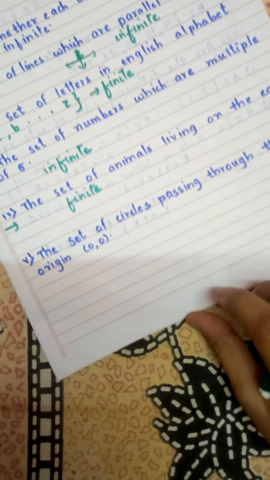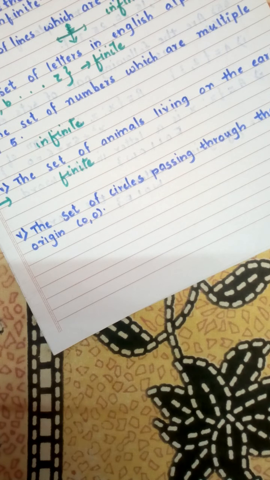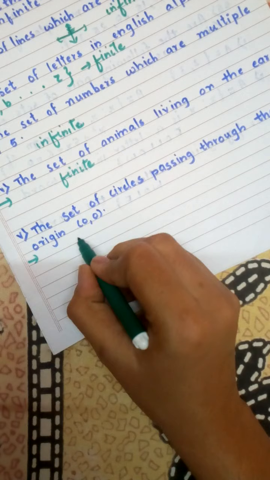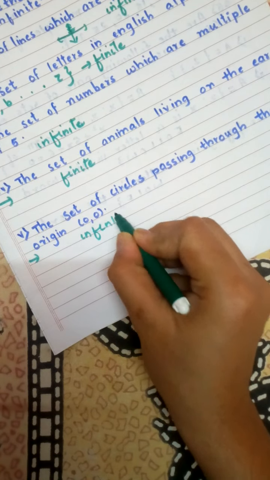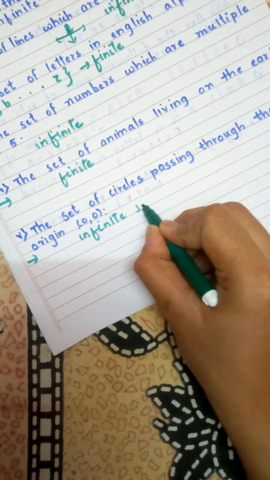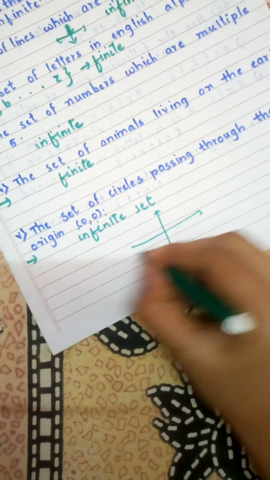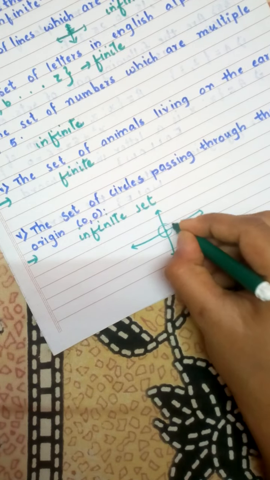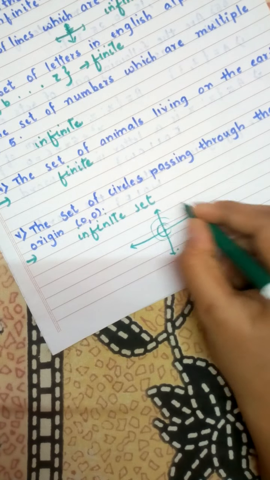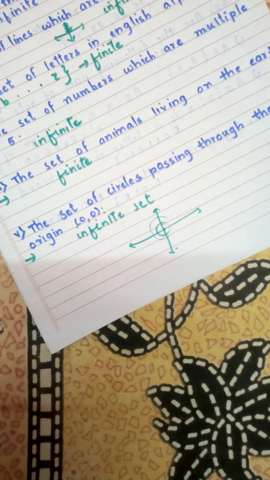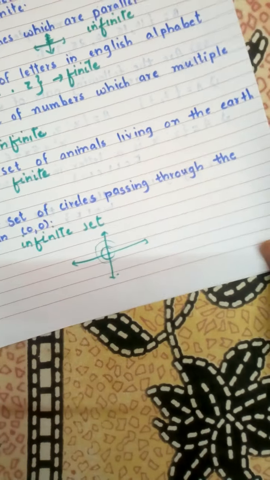Now coming to the next question, the set of circles passing through the origin. This is again an infinite set, because through the origin we can keep on drawing circles. There are an infinite number of circles passing through the origin. Now moving to the next question.